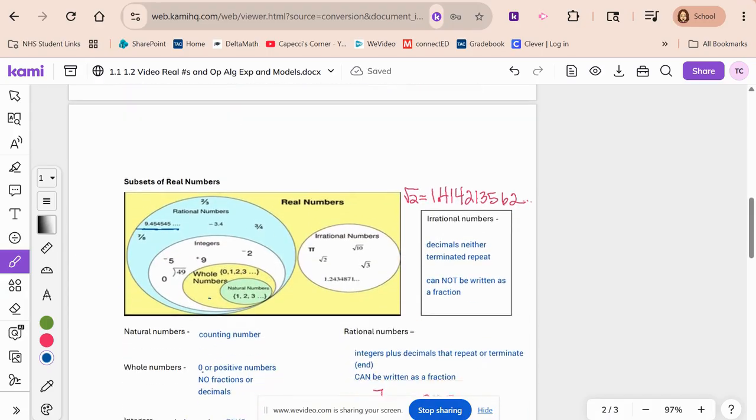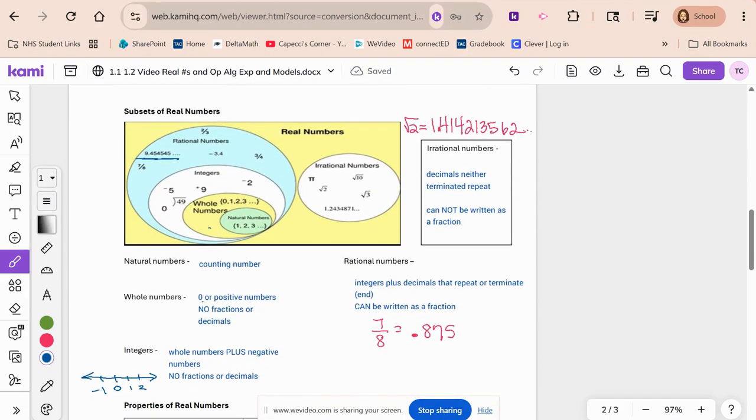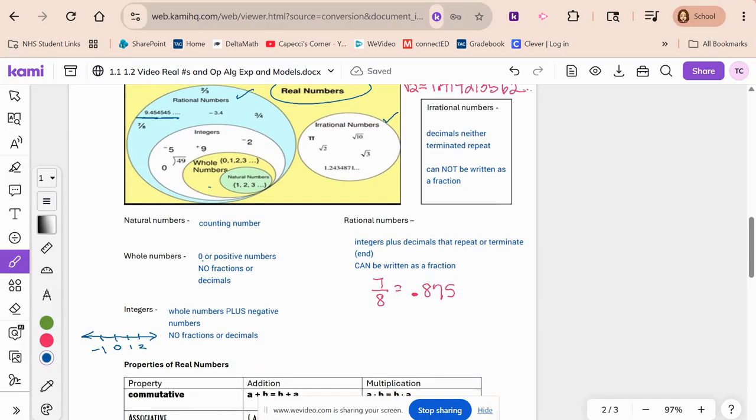All right, let's take a look at subsets of real numbers. So we have real numbers in this big box, and they break up into rational numbers and irrational numbers. So let's start with rational numbers first. If I start on the inside, my natural numbers, they're what we call counting numbers. I say to my students, if I asked you to count, you would naturally say 1, 2, 3, 4, 5, and keep going. They're all your natural numbers, your counting numbers.